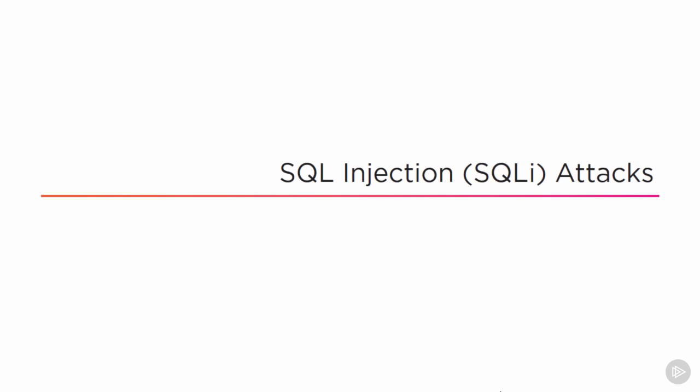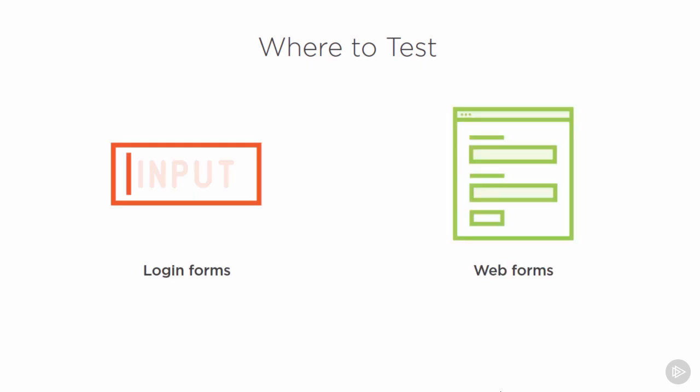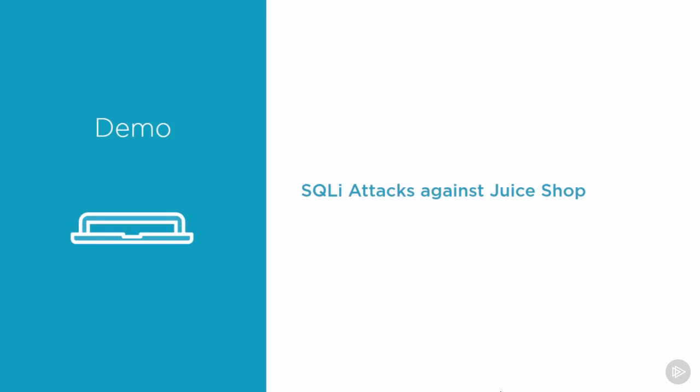One of the cornerstone attacks a pen tester performs against a web application is SQL injection, also known as SQLi. Now, there are numerous areas in an application where SQLi can be tested, but two of the main, most commonly targeted areas include the login forms and the web forms. So it's these areas that we'll take a look at in this demo in regards to our Juice Shop.